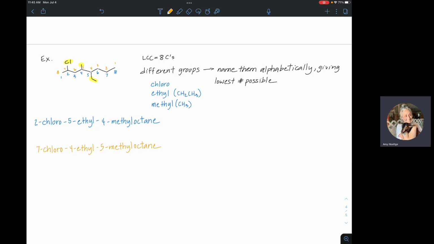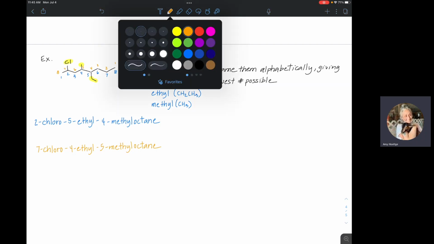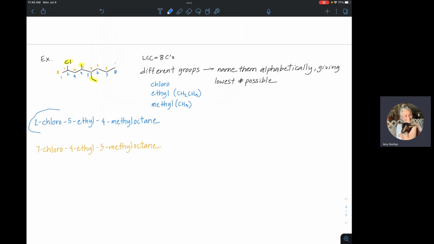The difference between the 2 names is that for ethyl and methyl, I have both carbons 4 and 5, but only in the first option do I give a 2 versus a 7, right? So 2 is less than 7. So this right here is going to be the preferred name because 2 is less than 7. With all other things being equal, the only spot where I see a lower possible number is going to be for the chloro group in that first name. So that's how I would name that molecule.